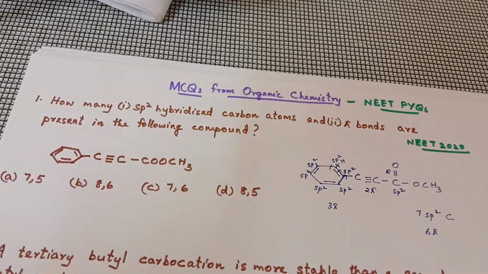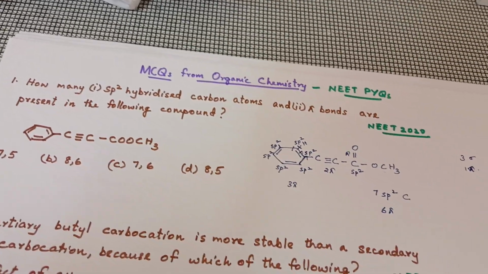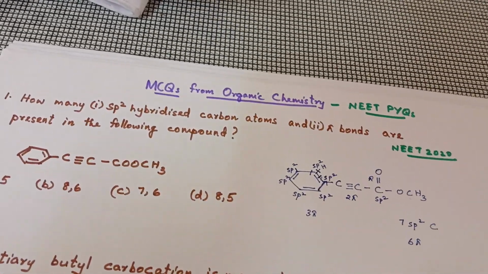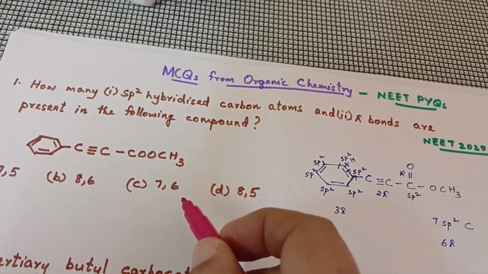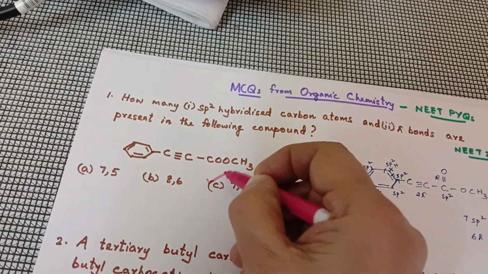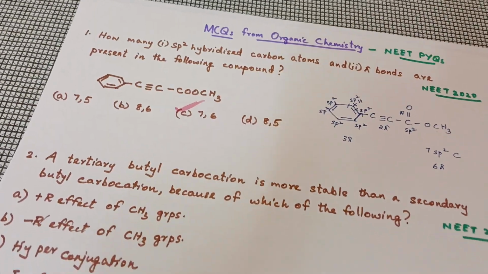Let us look at the options. 7 and 6. 7 should be sp2 hybridized carbon and 6 pi bonds. So option C will be the correct choice.